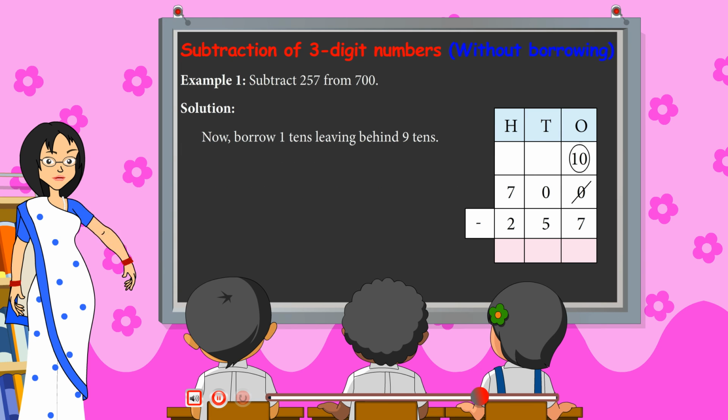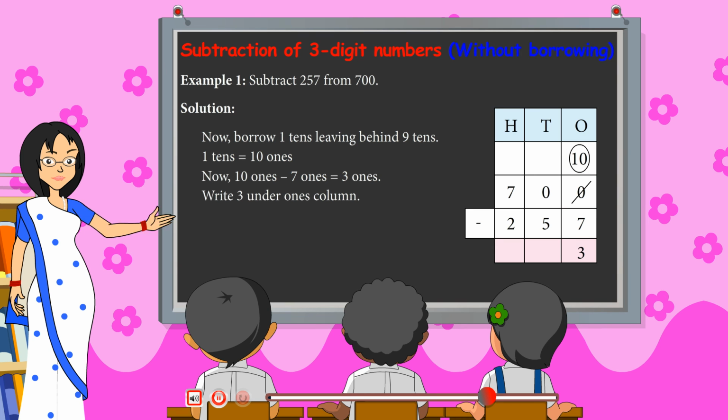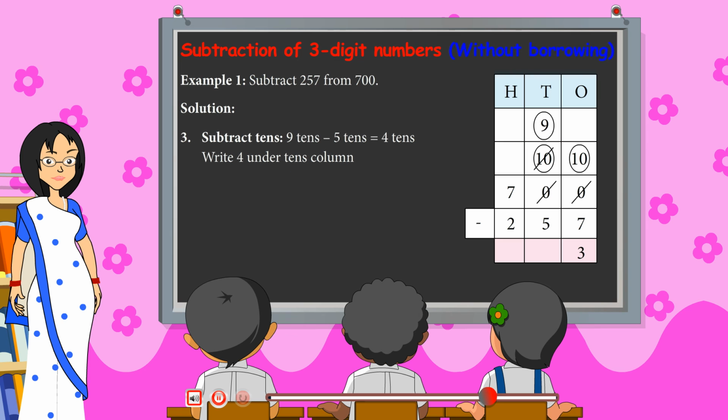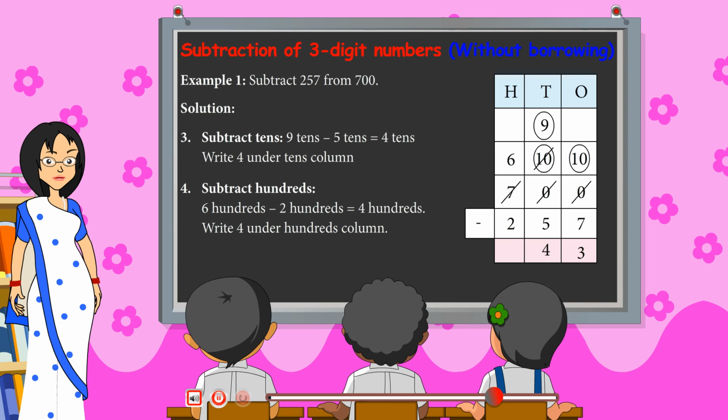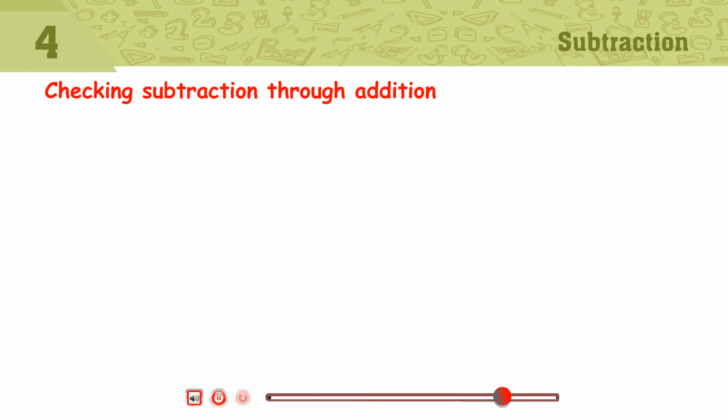Now, borrow 1 tens leaving behind 9 tens. 1 tens is equal to 10 ones. Now 10 ones minus 7 ones is equal to 3 ones. Write 3 under ones column. Subtract tens. 9 tens minus 5 tens is equal to 4 tens. Write 4 under tens column. Subtract hundreds. 6 hundreds minus 2 hundreds is equal to 4 hundreds. Write 4 under hundreds column. Answer is 443.